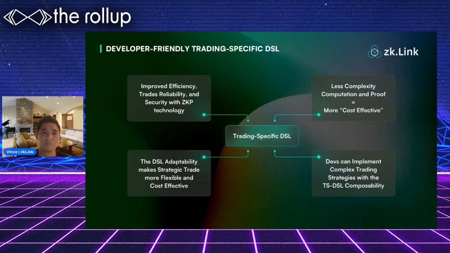And also we'll be providing a developer-friendly trading-specific DSL, domain-specific language. It comes with a lot of benefits, such as improved efficiency. So the traders that want to do certain types of trades will be able to do algo trading, copy trading, grid trading, and this will unlock new types of user experience on DEXs, which we have never seen before.